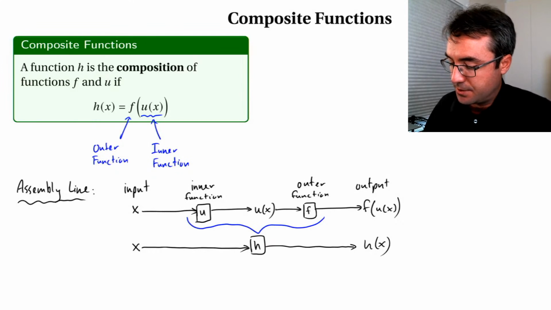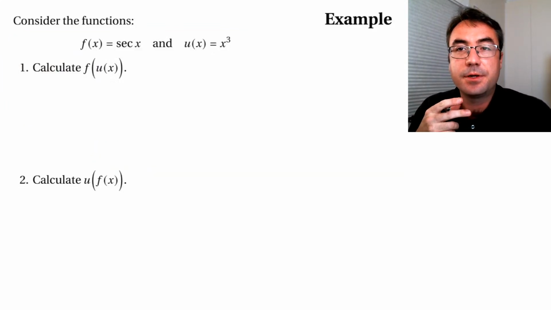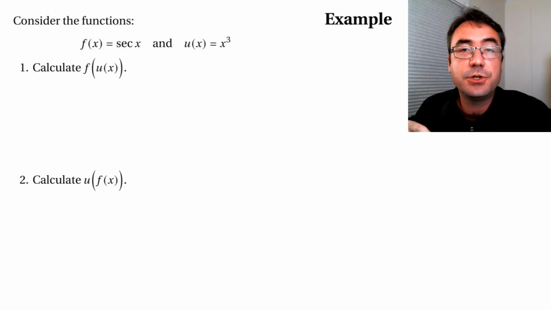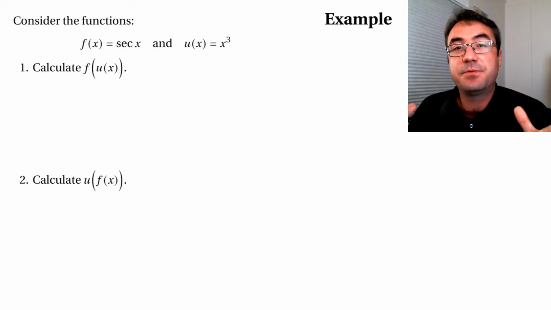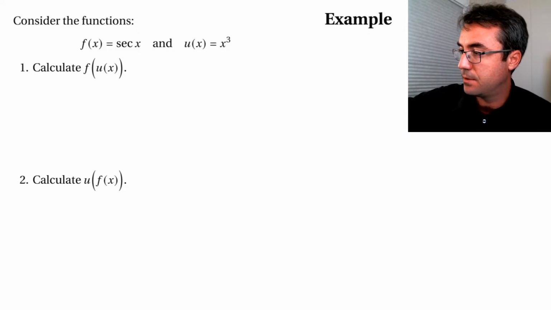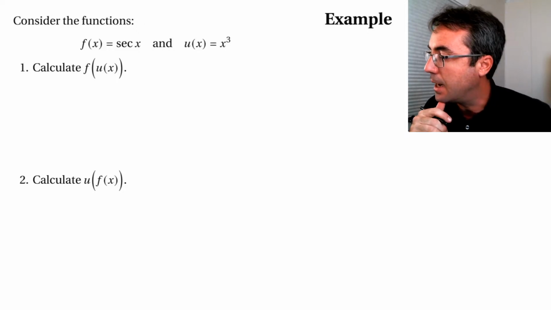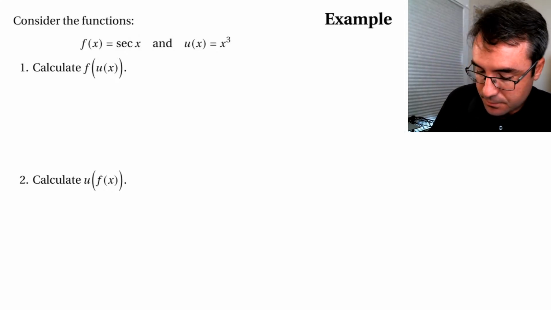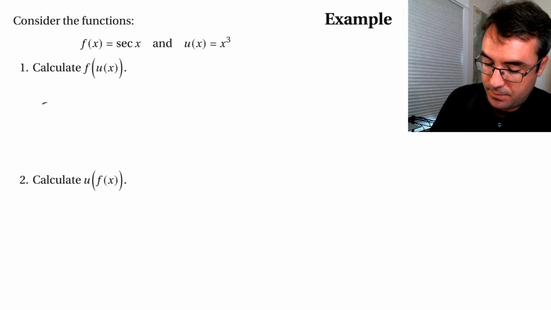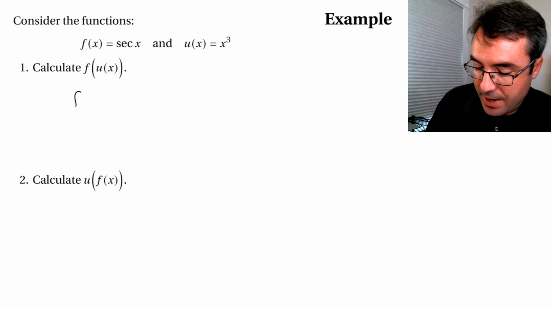So let's see how this works. In this example, we're going to calculate a few different composite functions. We're given the function f of x equal to secant x, and then we're given some other function u of x equal to x cubed. And for part one, we're going to calculate the composite function f of u of x. So let's see how this looks. We're going to do f of u of x.